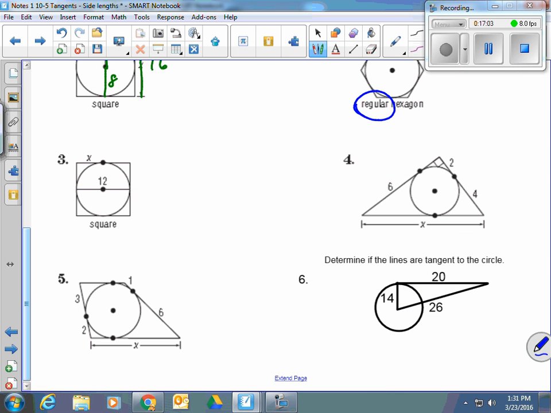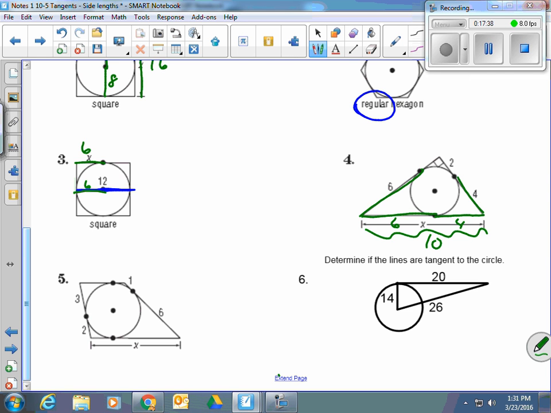So right here, what would we call this blue line right here? Diameter. So how big is this piece right here? 6. This piece right here is 6. How big is this piece right here? 6. This piece is 4. How big is this piece? 4. So how big is the whole side? 10.